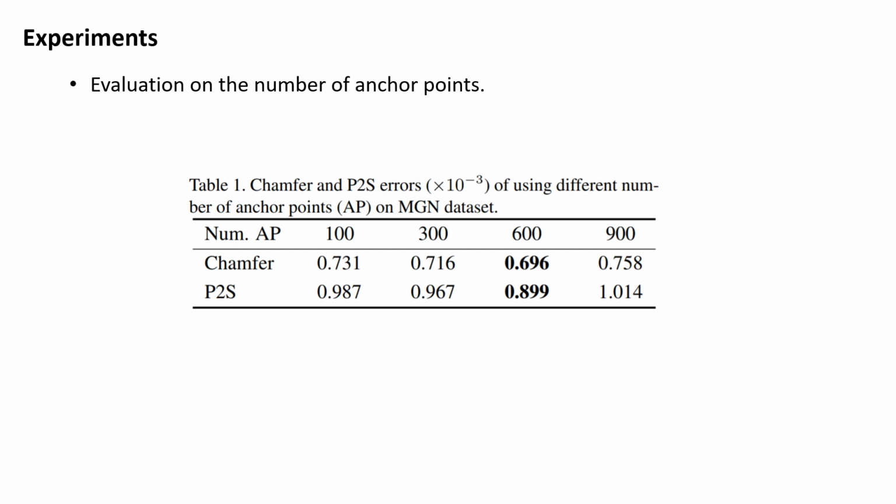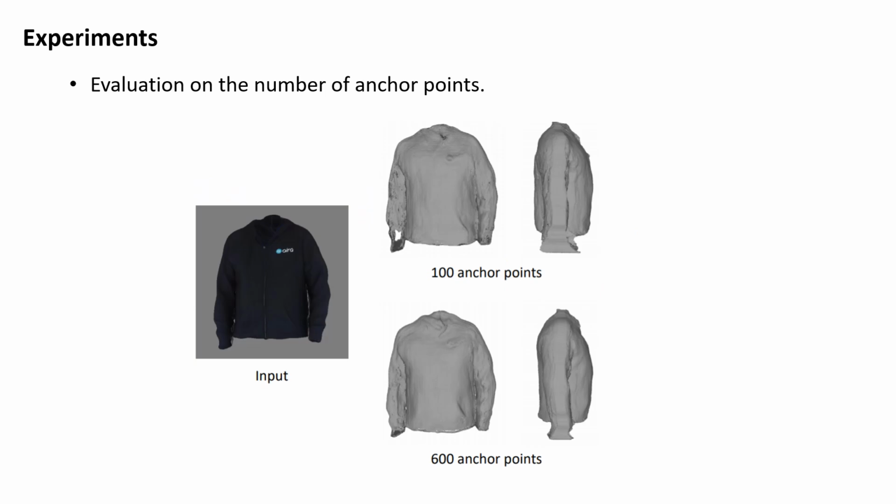The reason is that too many points to regress increases the difficulty of learning the point prediction network and reduces its stability when testing, which further affects the subsequent shape reconstruction. This figure shows that compared to 100 anchor points, using 600 points produces finer shapes, especially for the side view.